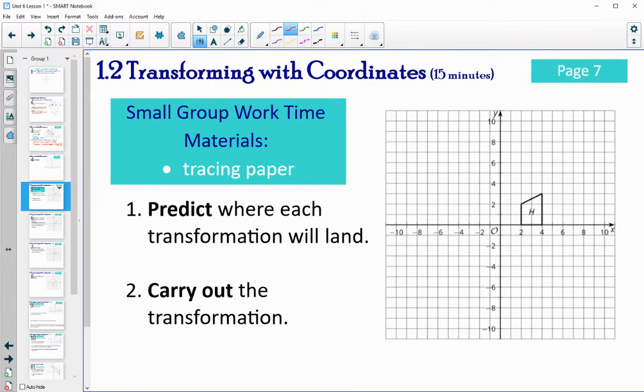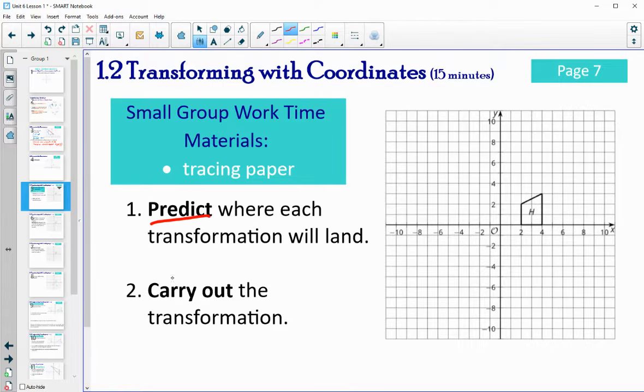All right, then let's take a look at the next activity on page 7. If you're in class or if you have these materials at home, you're going to want some tracing paper. And first off, we want you to predict, so guess where you think the transformation is going to land, then actually carry out the transformation.